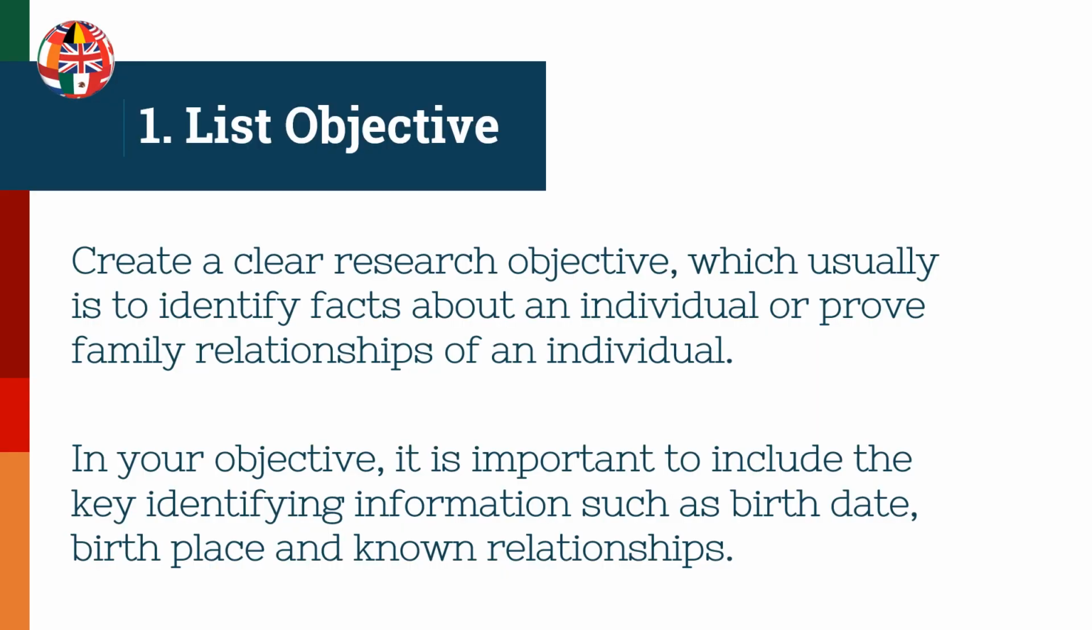The first step is to create a clear research objective, which usually is to identify facts about an individual or prove the family relationships of an individual. In your objective, it is important to include the key identifying information such as a birth date, birthplace, and any known relationships.